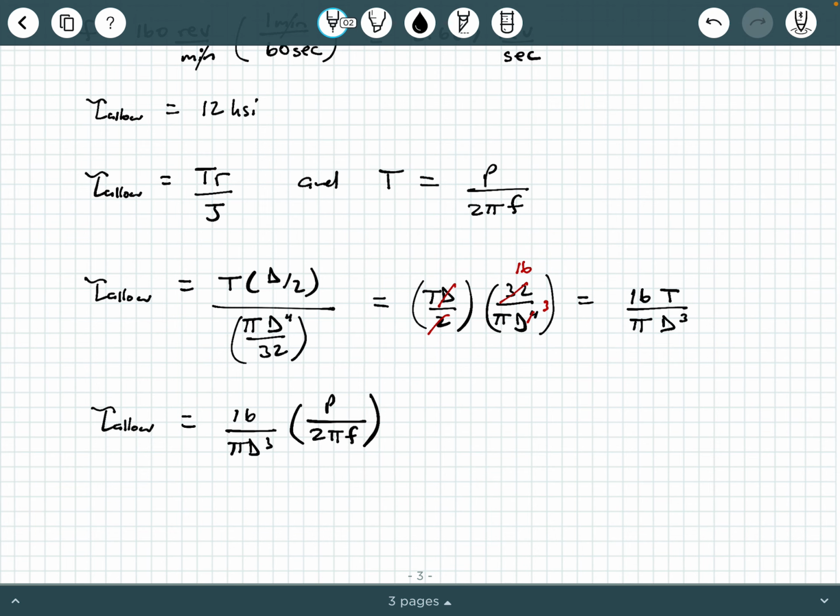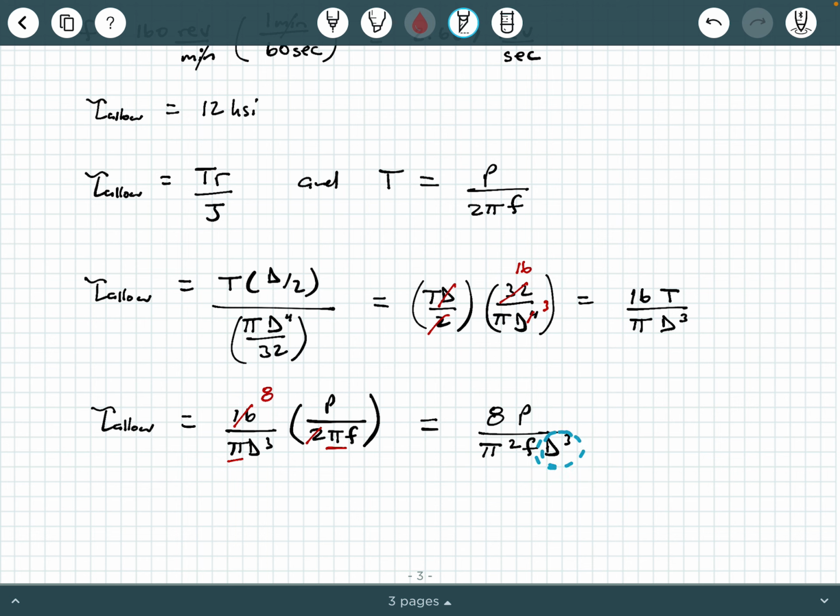Well, again, I can simplify some things. This is going to simplify down to 8p over pi squared f d cubed, okay? And how do I know that? Well, you know, the 2 cancels with the 16 becomes an 8, and then the pi's combine to be pi squared, all right? And so we have this handy little formula here, tau allow equals this 8p over pi squared f d cubed. And so what we're going to do is solve for d cubed.